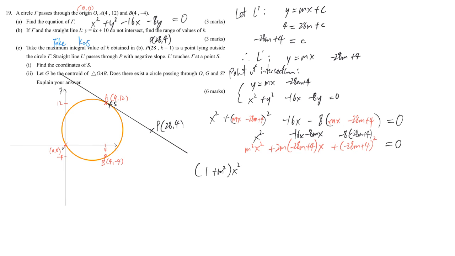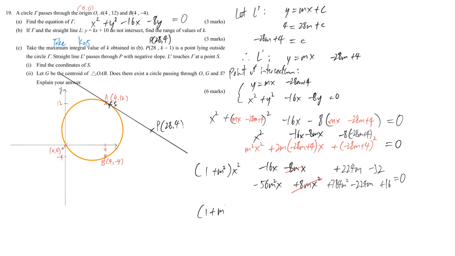About the x term here: negative 16x, negative 8mx, negative 56m squared times x, and also plus 8m times x. So this one can be cancelled out. And then continue. Negative 8 times negative 28, positive 224m, minus 32. Expand this one. We have positive 784 times m squared, negative 224m. And finally we have positive 16 equal to 0.